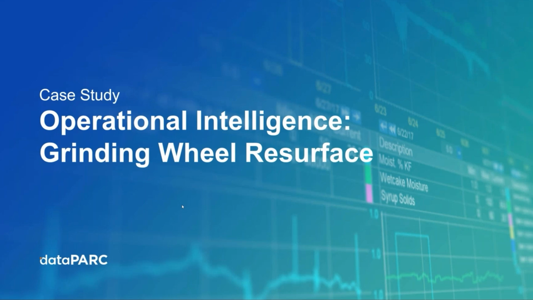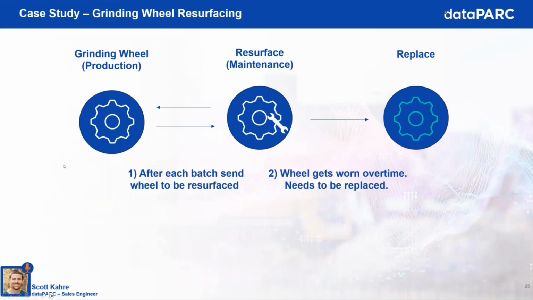In the first case here, we're going to look at a grinding wheel process where the grinding wheel is a wear part. So here we see grinding wheels, normally they're in production and operation, and they can be resurfaced. So that's a maintenance activity that can keep them going, but eventually they wear out and they have to be replaced. So we want to make sure and optimize this cycle of production, maintenance, and replacement on these grinding wheels.